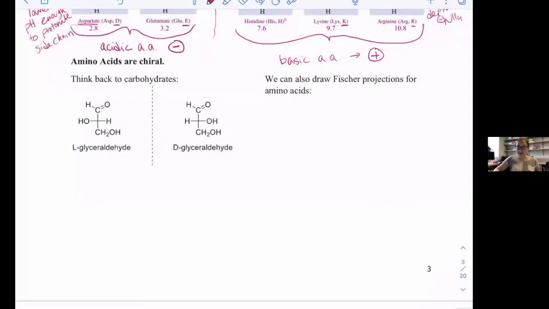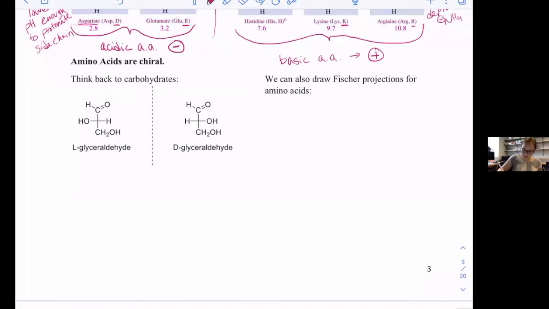Okay, so next we need to talk about how amino acids are chiral. If we think back to carbohydrates, we had talked about glyceraldehyde or Fischer projections with our sugars and how those were chiral. So we had the two enantiomers of those kinds of sugars. We can also draw Fischer projections for amino acids.